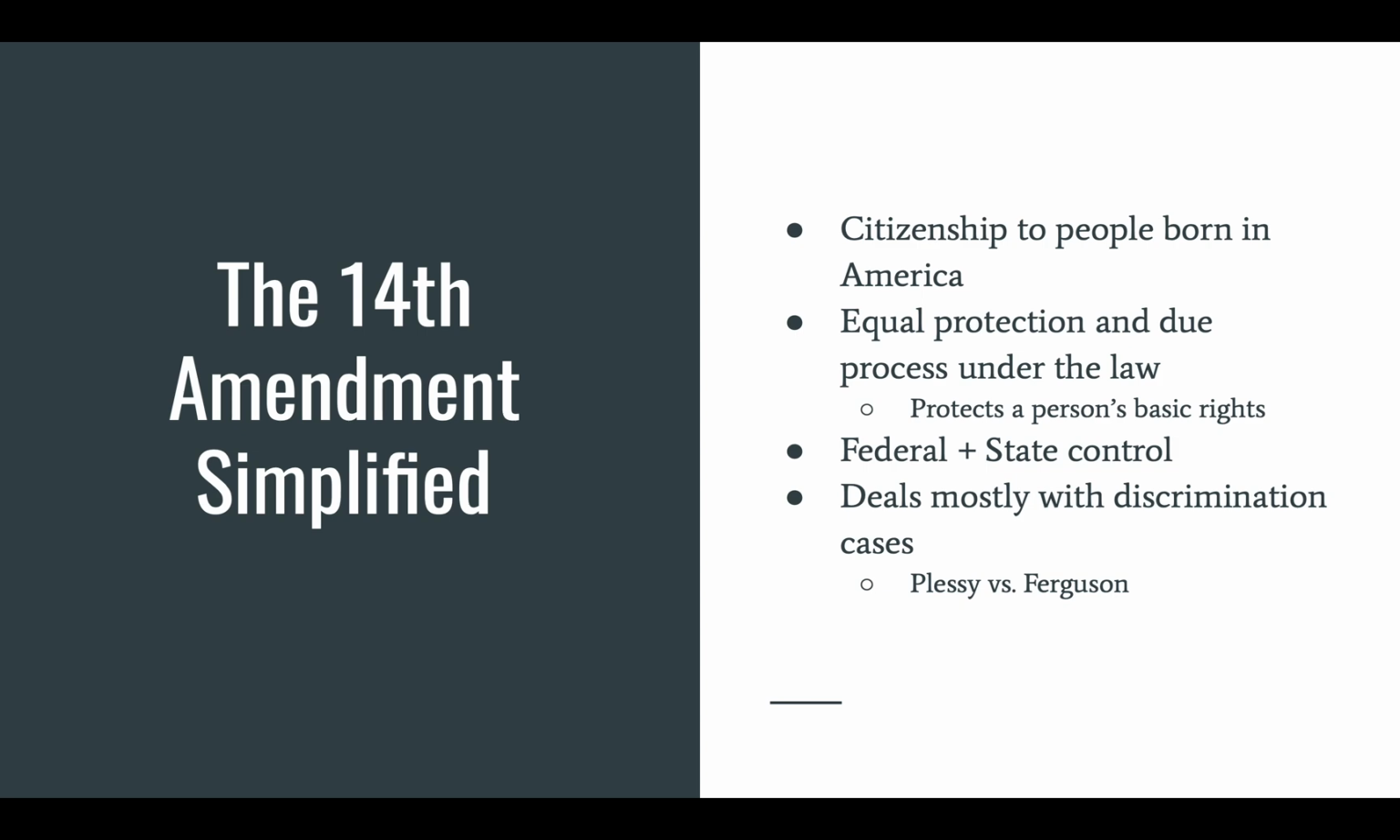And as a citizen of the United States, you are guaranteed equal protection and due process under the law. It does not matter what gender you are, what race you are, or anything like that. If you are a citizen of the United States, you get equal protection and due process under the law. And we talked about what that word meant, like due process. So like the right to a trial, things of that nature. So it protects a person's basic rights.